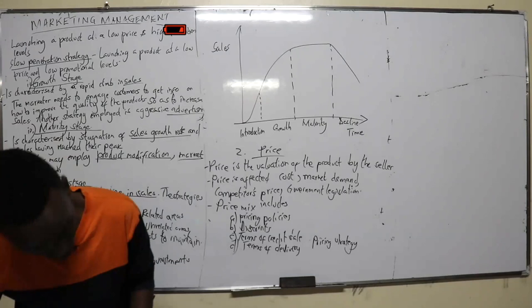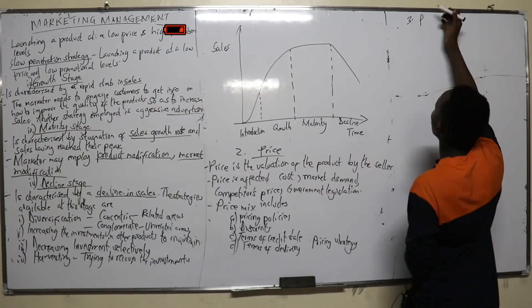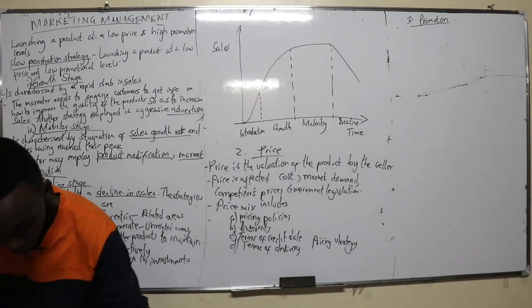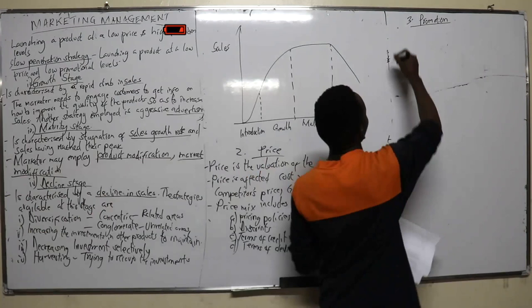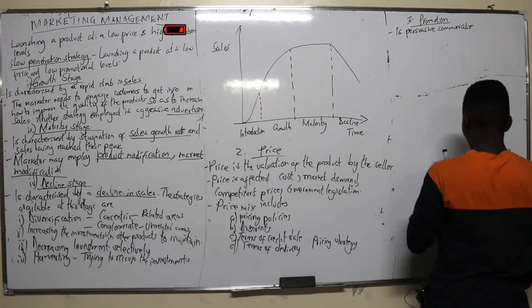And then we look at the other kind of marketing mix. So you can start with promotion. Now this involves advertising and publicity of the good. So you can define what promotion is. So this is persuasive communication about the product offered.